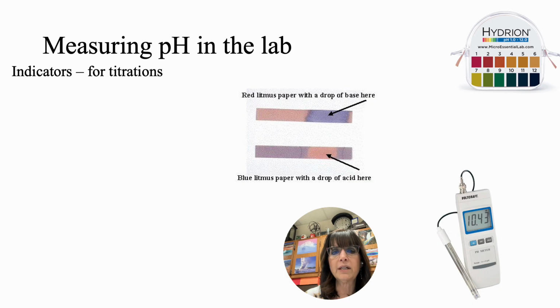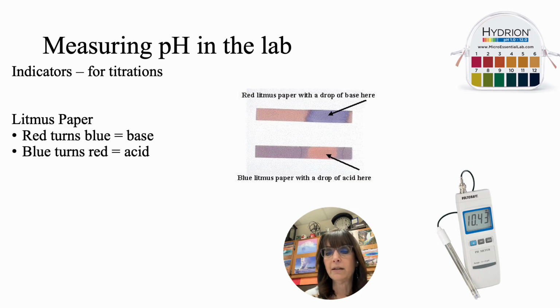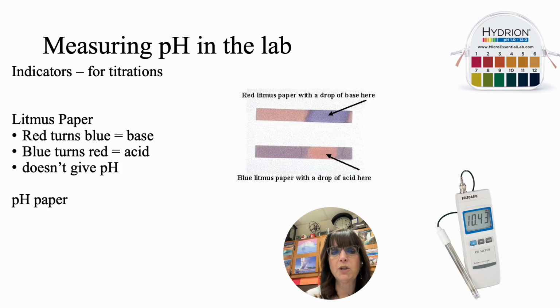So these are indicators for titration. If red turns blue, it's a base. If blue turns red, it's an acid. It does not give your pH value. That's what pH paper is for. By the way, if red stays red, it's either neutral or an acid. If blue stays blue, it's either a base or it might be neutral.